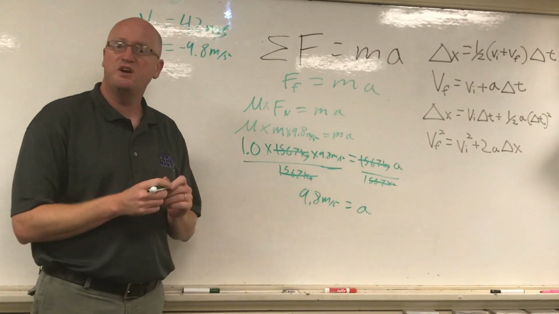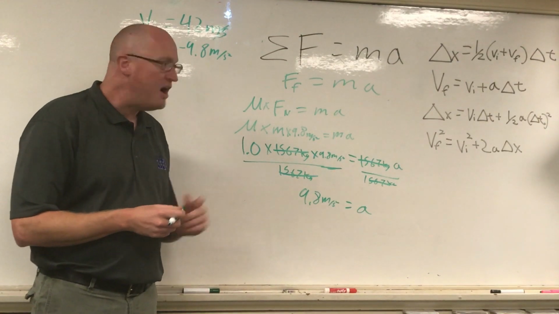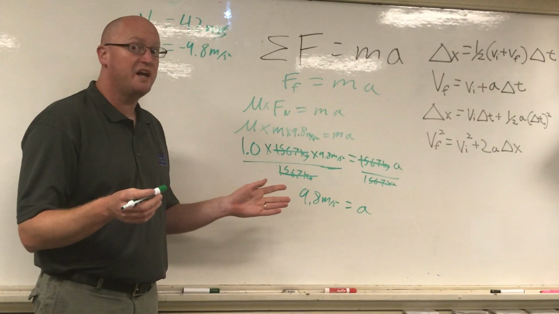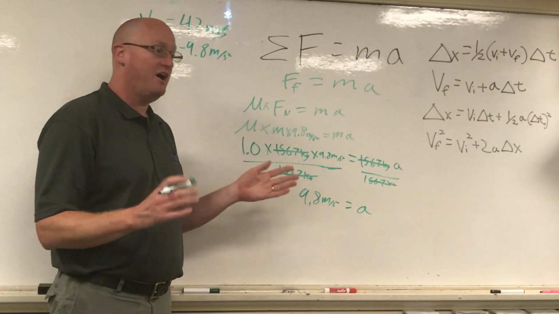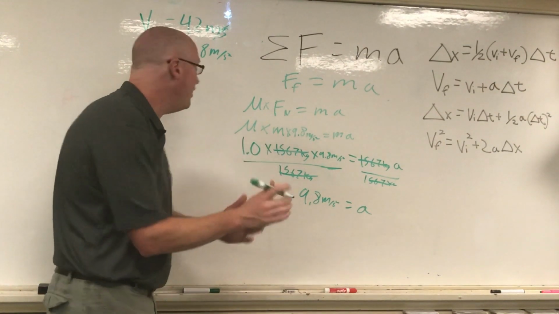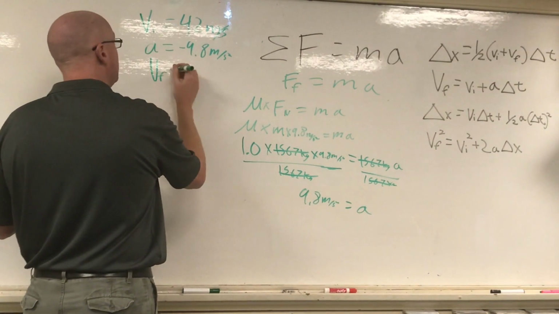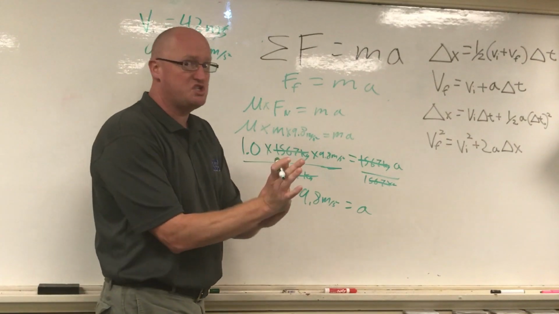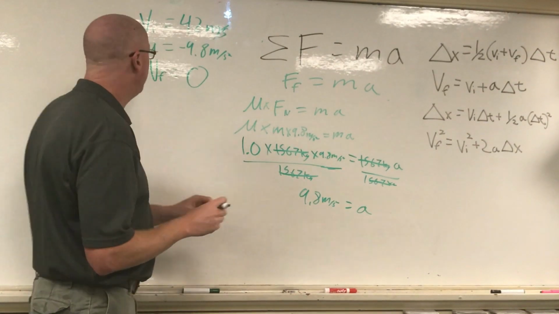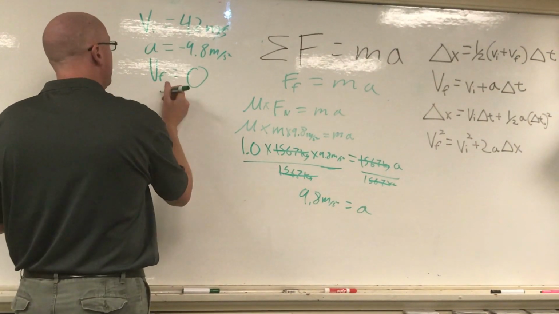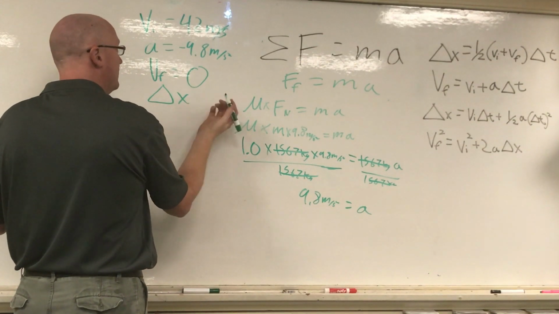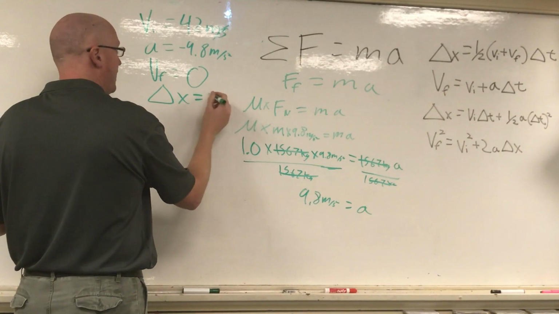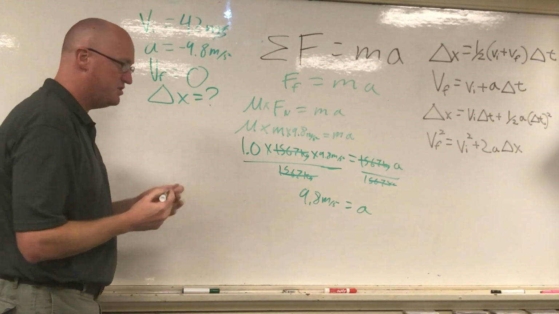Now, do we know our final velocity? A lot of people say no, but think about it. What are we trying to do? We're trying to stop. If I'm coming to a stop, my final velocity should be 0, right? I am coming to a stop. So I know 3 things, and what I'm trying to find out is how far am I going to go before I stop? What is going to be my final displacement?